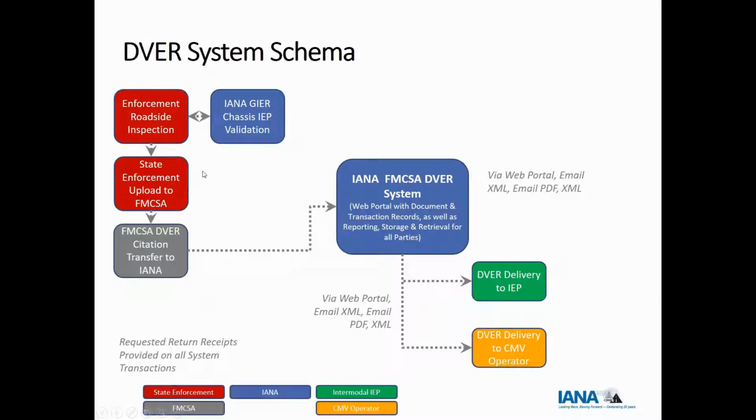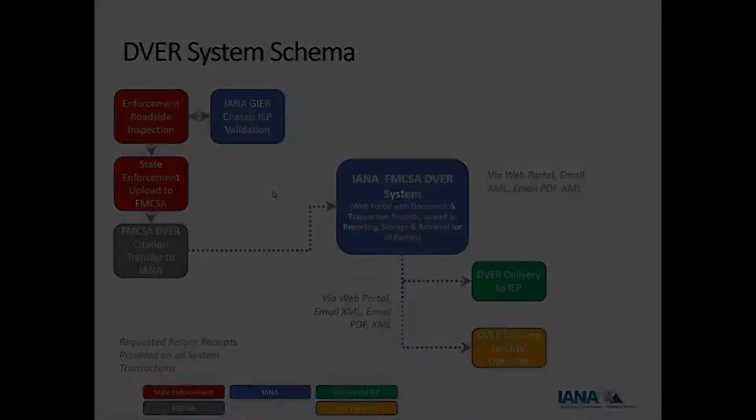So the slide you're looking at here shows the current functionality of the system. Basically, GEAR is used to look up to see who the IEP is by roadside enforcement. Then state enforcement would then upload that information to FMCSA. We then receive that information from FMCSA via XML and actually the PDF document of the citation, page 2 of the citation. We then deliver that information to the IEP and the motor carrier if they're registered as a subscriber in our DVER application. So that's how the system currently works in its current state.